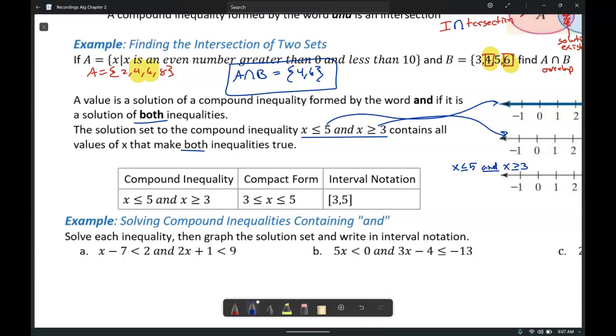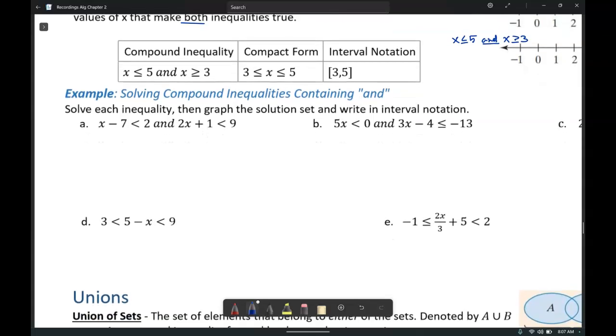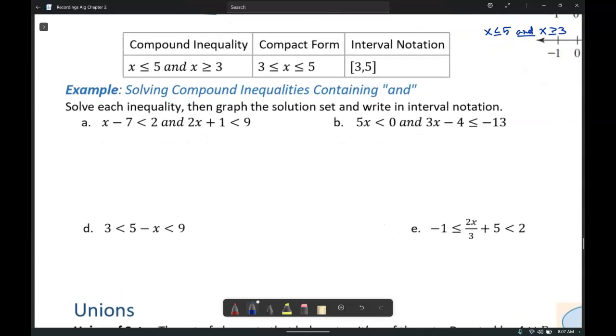Most often you'll be asked for interval notation, and occasionally there'll be some graphing involved as well. But I usually recommend, even if a graph is not requested, it helps to visualize what the interval will be and helps in accuracy of identifying the solution set to the compound inequality. So let's go ahead and solve a few.